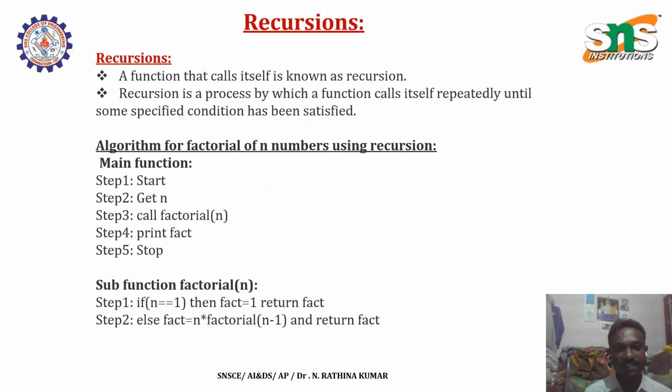Now, next we are going to see recursion. First we are going to see the definition. A function that calls itself is known as recursion. The second important point is that recursion is a process by which a function calls itself repeatedly until some specified condition has been satisfied. Next, the algorithm for the factorial of n using recursion is displayed. Factorial is a common example of how recursion is used.